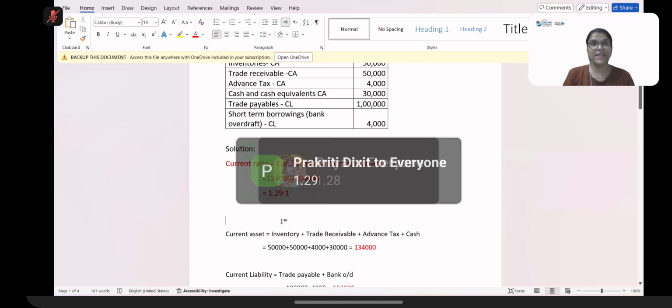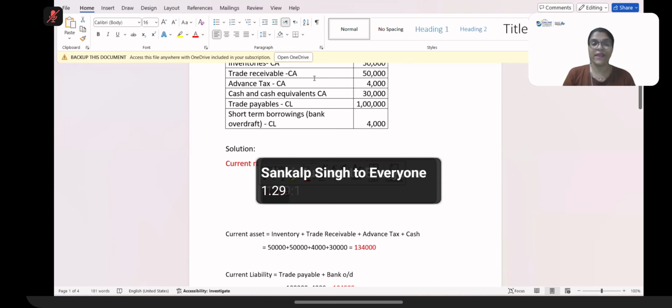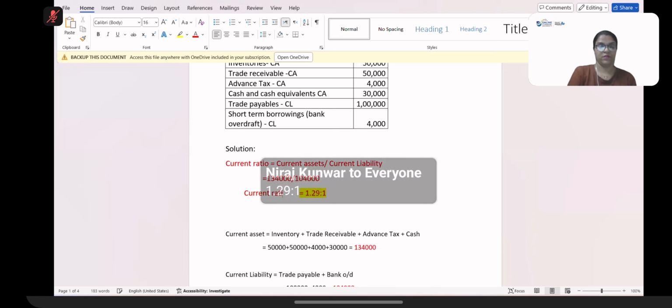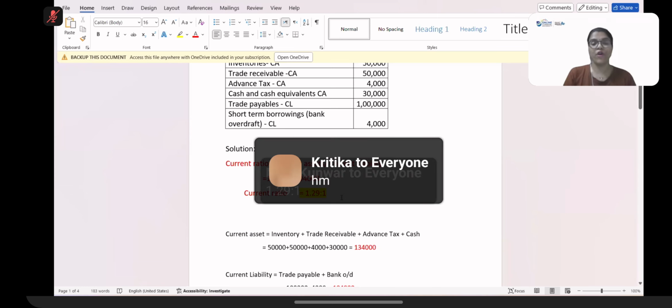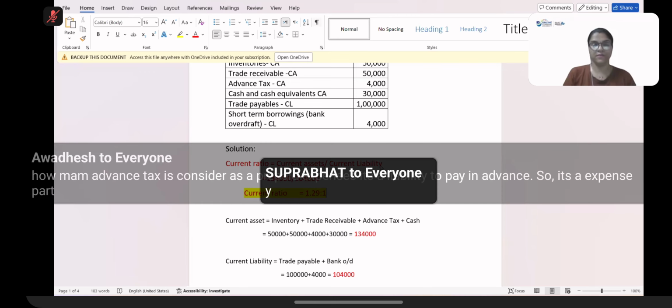Ideal ratio हमने कैसे लिखा था? 2:1, right? तो हमेशा आगे is to 1 आएगा. Okay, don't forget that. So our current ratio is 1.29 is to 1. Clear, everyone? Understood how to calculate? Easy.